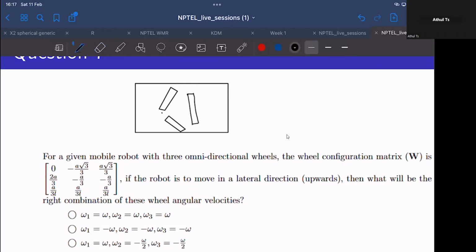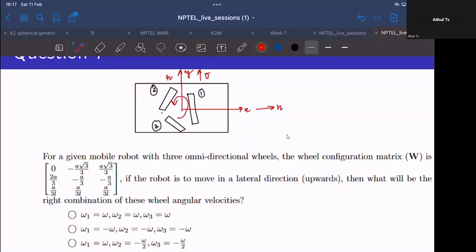So, 120 degrees apart. As per the convention that we follow in our course, this is the first wheel, this is the second wheel, and this is the third wheel. The body fixed frame would be at the center of the chassis. This would be the x-axis, this would be the y-axis. The velocity along the x-axis is called u, the velocity along the y-axis is called v, and the rotation along the z-axis is called r.